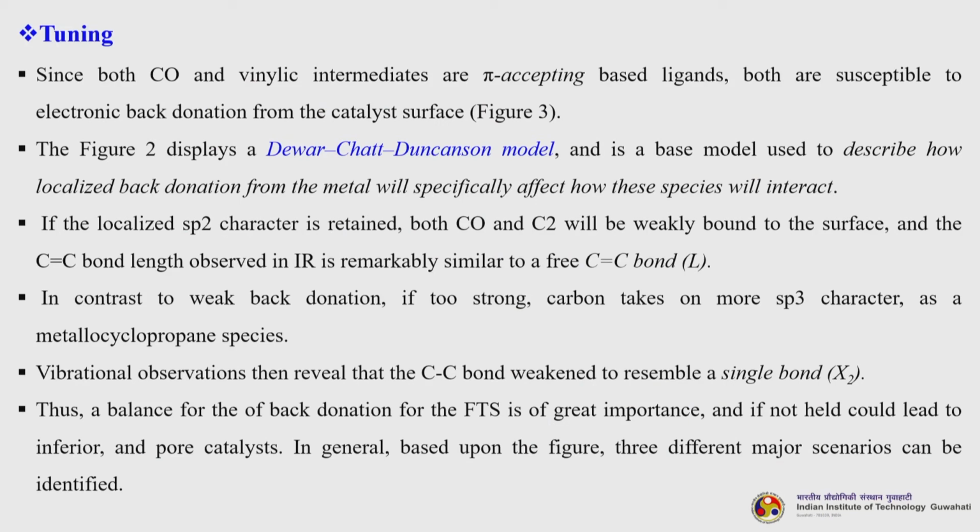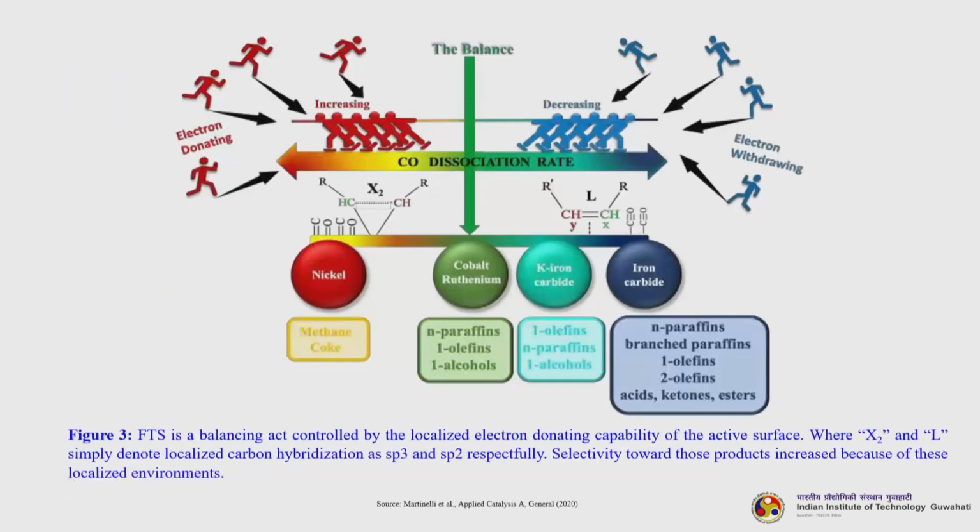Okay. So, if the localized sp2 character is retained, both carbon monoxide and C2 will be weakly bound to the surface, and the C double bond C observed in the IR is remarkably similar to the free C double bond C. So, it is specifically talking about this, and the position is also very important.